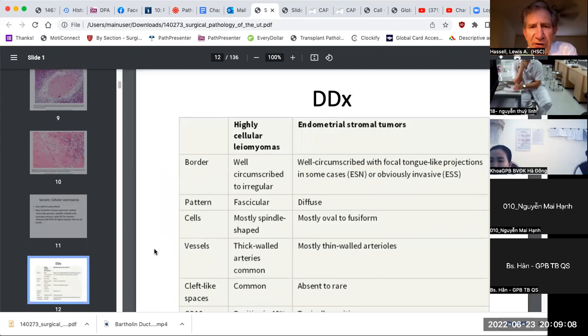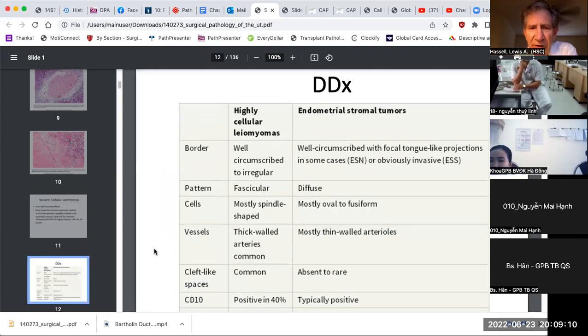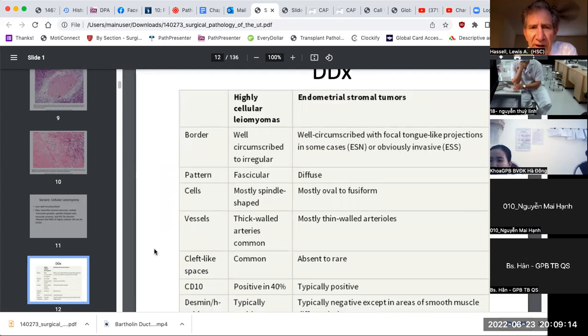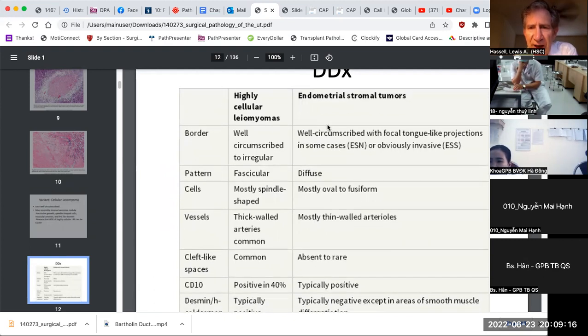So here are features that I use in the differential diagnosis. This is from a recent textbook. And you can see that the margins can be fairly circumscribed in both stromal sarcoma or cellular leiomyoma. But the tongue-like projections will be present more frequently in stromal sarcoma.